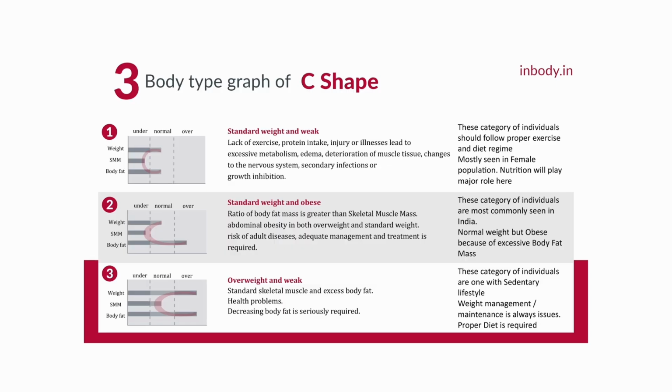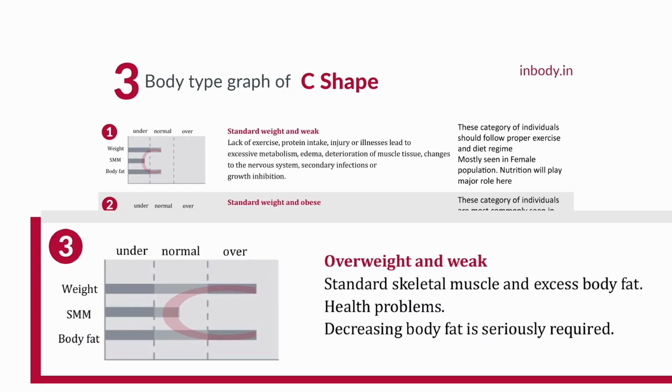The last type of graph is when the person has high weight, less muscle mass and more body fat. So the extra weight which the individual possesses is completely body fat. So in this case also, muscle mass has to be focused on and has to be increased.